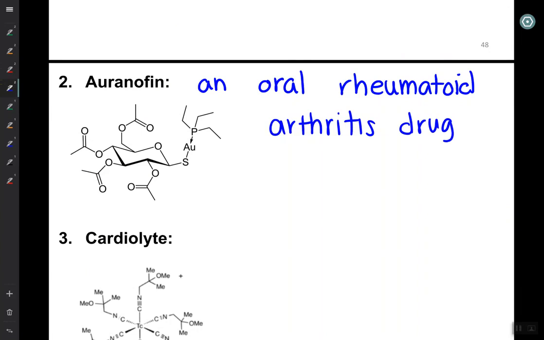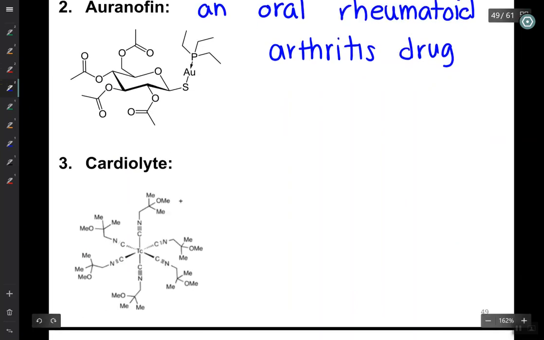And the key element in this molecule is the gold. So you've got this sugar that's been acetylated. There's a sulfur group that binds to the gold, also a triethylphosphine. And gold, if you remember from your inorganic chemistry, is a very soft metal, so it prefers to bind ligands that are also soft, like phosphorus, and sulfur is a very polarizable nucleophile, so that's why it's used in this particular case. The last example here uses technetium, and this molecule is called cardiolite.